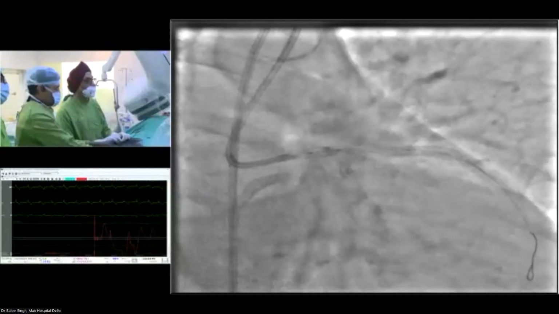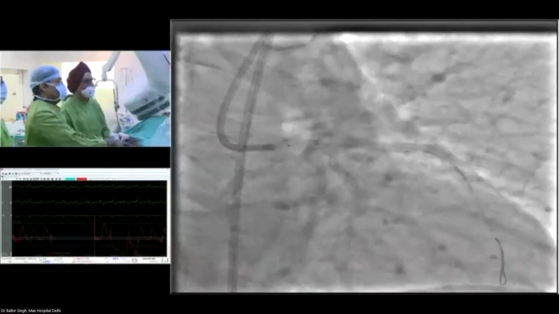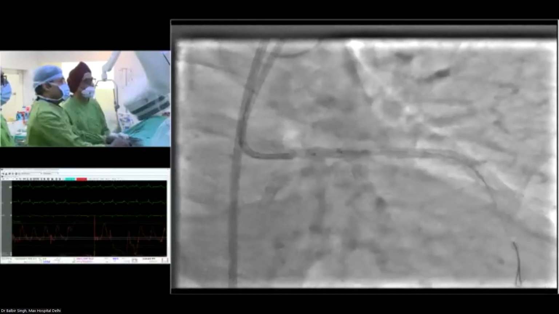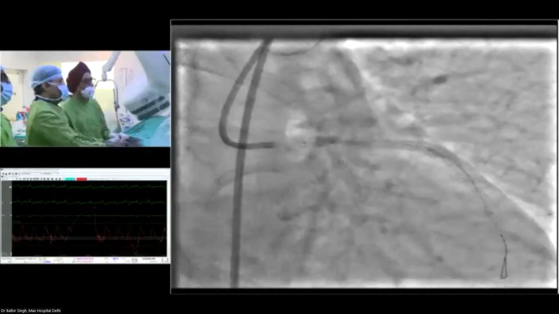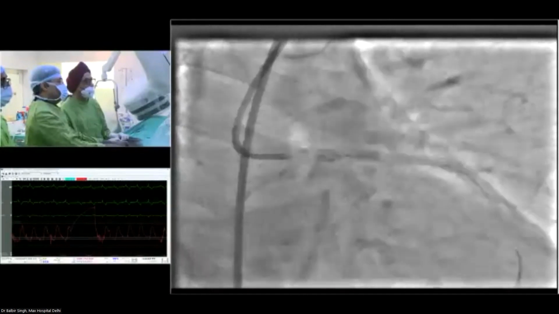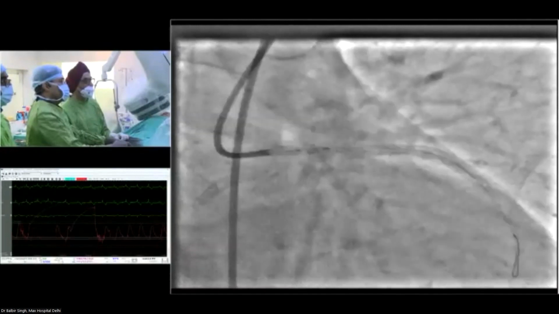Okay. Next. Let's take the POT first. So which balloon size do you have now? I have a 4 balloon. I will go up to 20 atmospheres, which makes it 4.2, which will be the right size for this LM.